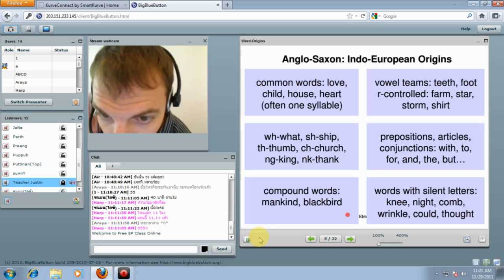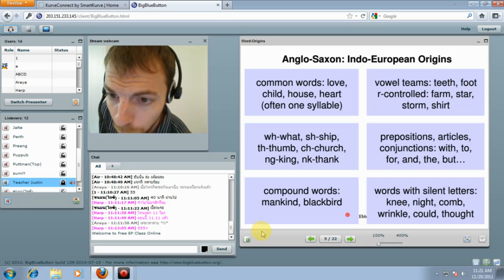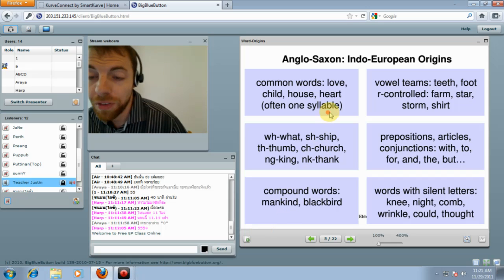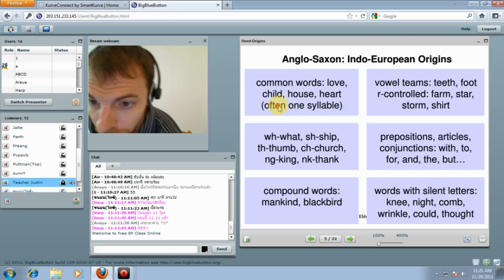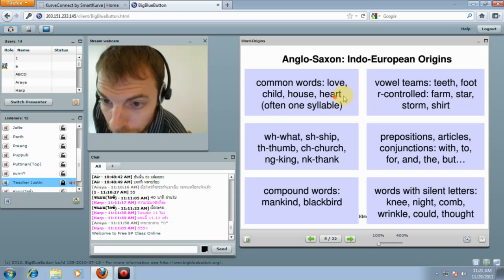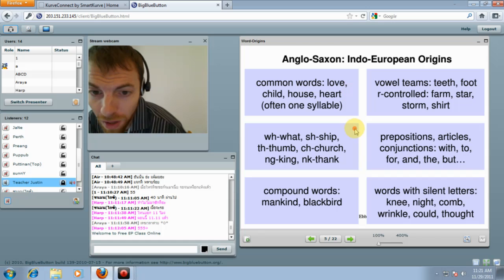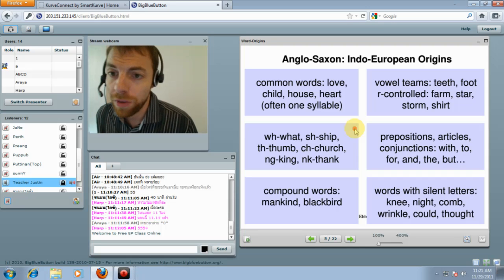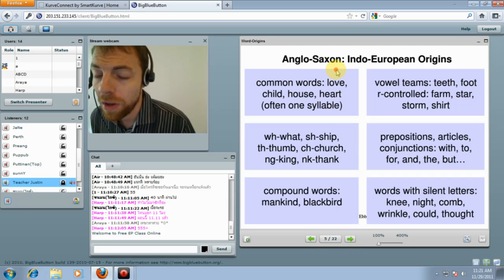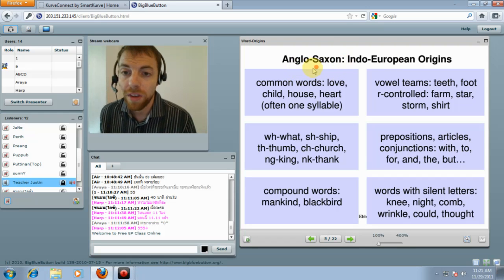So, let's talk about some common words, maybe words that you know. First one, love, child, house, heart. These are often one-syllable words, very short, easy words, and these words come from Anglo-Saxon. Anglo-Saxon, remember, is like the early people in the United Kingdom or Britain, England, Anglo-Saxon.